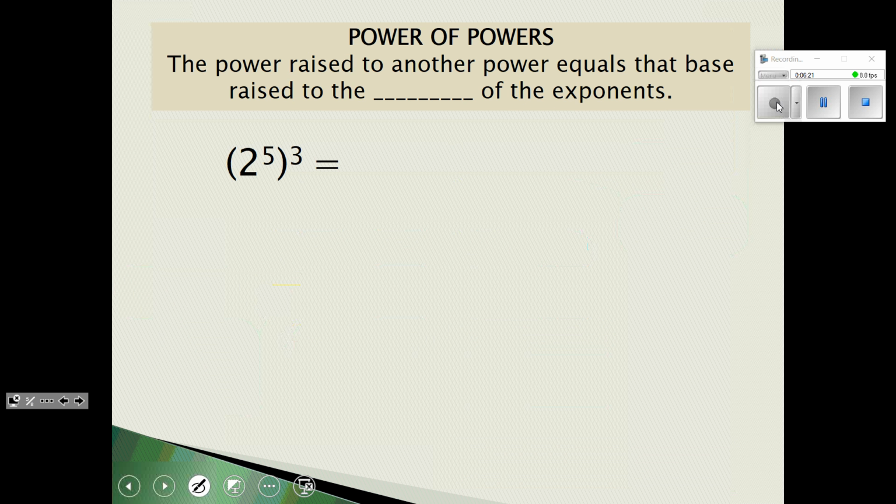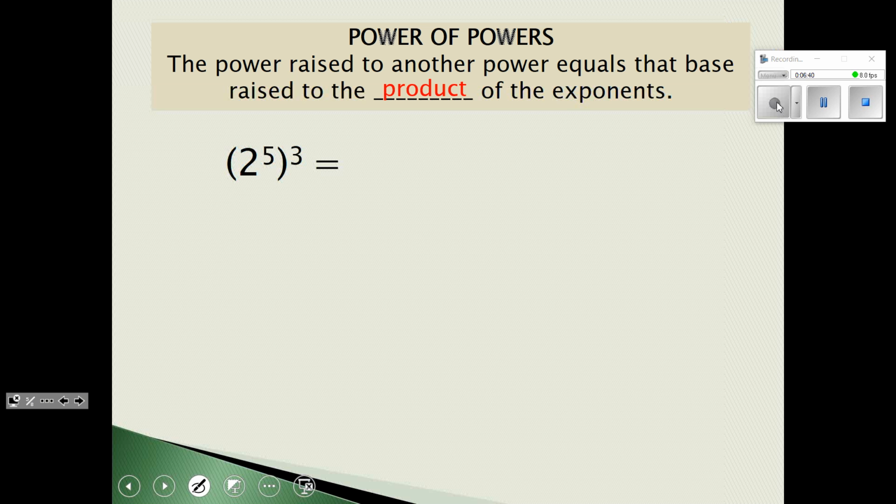I'm going to go one step farther. Now we have something that we refer to as power of powers. It is an exponent being raised to an exponent. A power raised to another power equals that base raised to the product of the exponents.